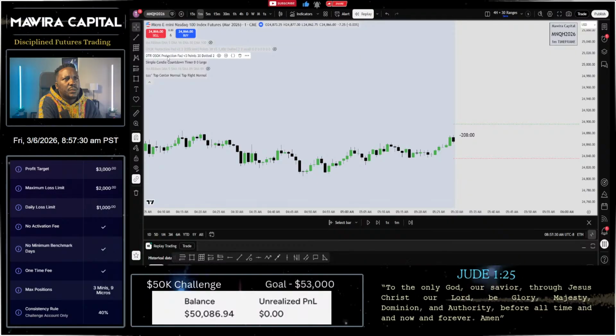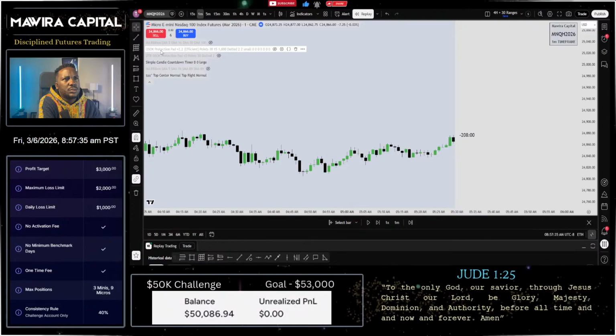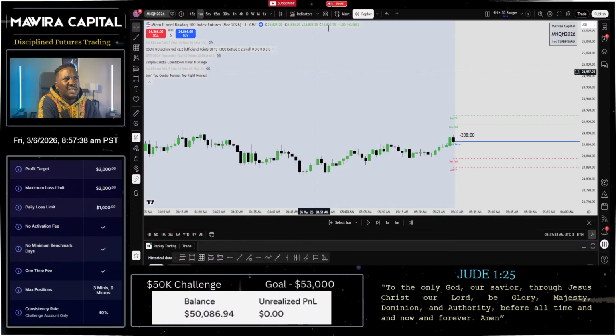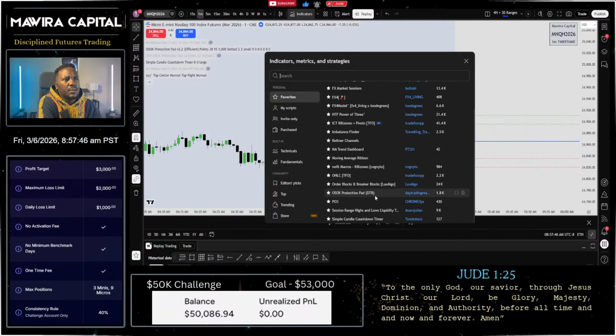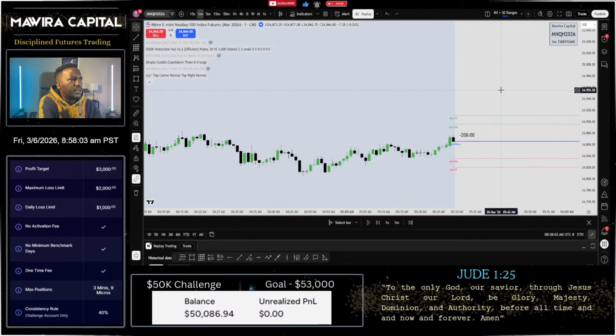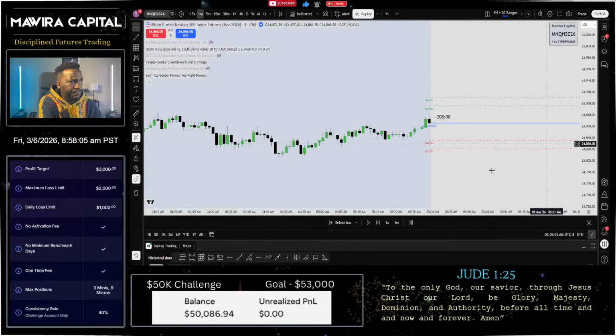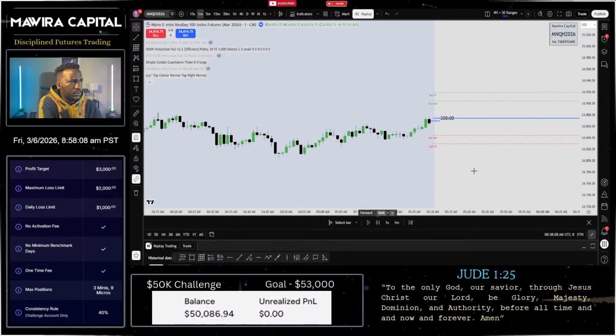This indicator here is called One Shot, One Kill, I guess. One Shot, One Kill protection pad, and the creator I think is 2 Degrees. I got 2 of them. Oh no, it's not. Where's the other one? So then one is not saved. Anyway. Boom.